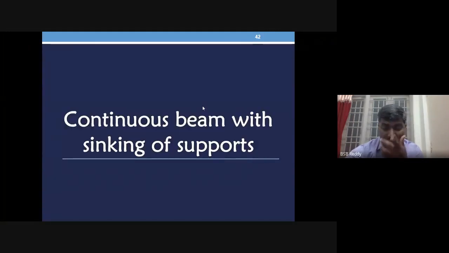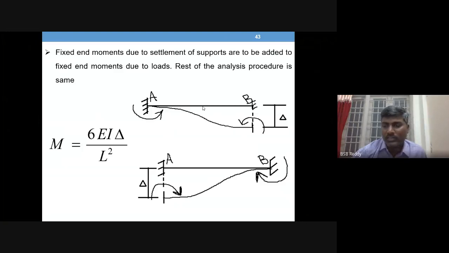And now, in this session, we will talk about continuous beams with sinking of supports. In the moment distribution method, how do we deal with a continuous beam if you have support sinking? Let's see what changes are to be made in the procedure.